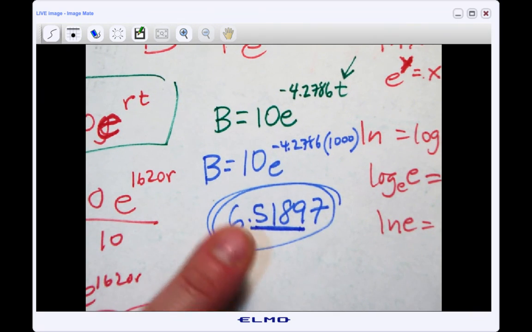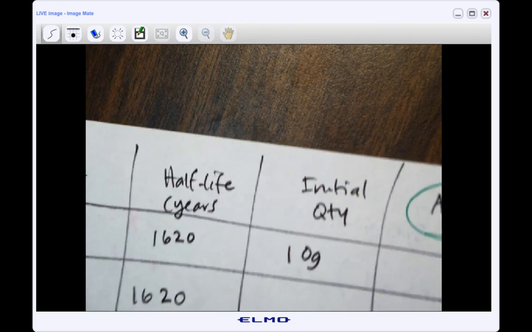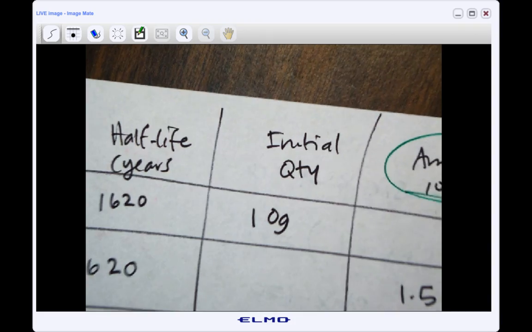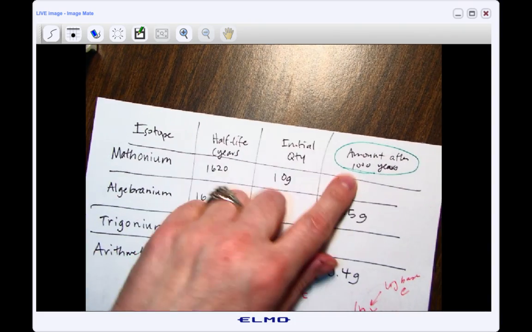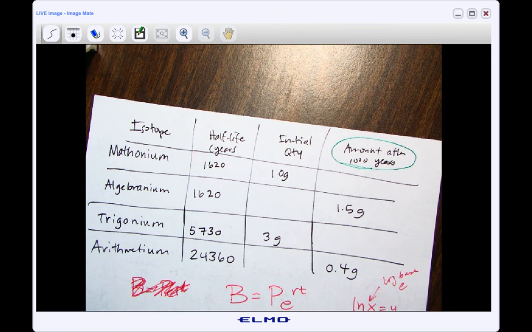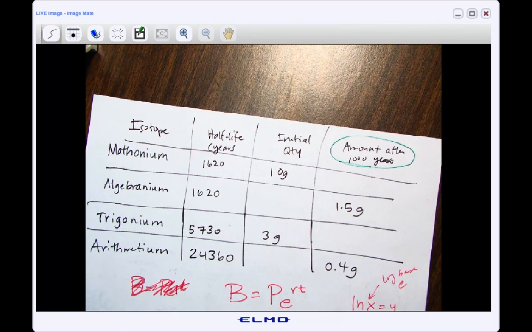So there you go. That's how you would do this first one, where they tell you the half-life and the original amount, and you have to find out what it is after a certain number of years. Okay, I'll do the other ones in separate videos so you can watch as many as you want or as few as you need.